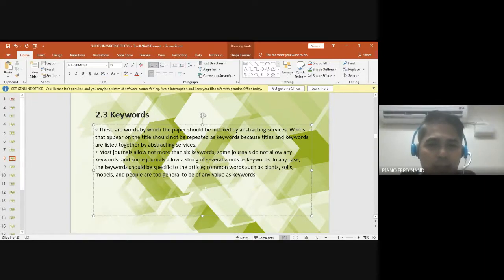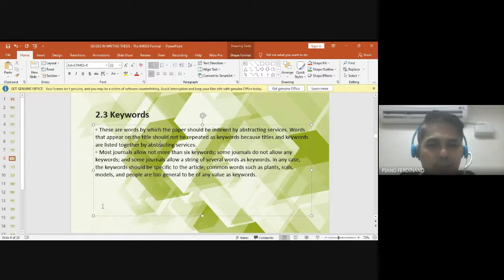Words that appear on the title should not be repeated as keywords because titles and keywords are listed together by abstracting services. Most journals allow not more than 6 words. So dapat mga nasa 6 words lang po yung ilalagay nyo doon sa inyong keywords.